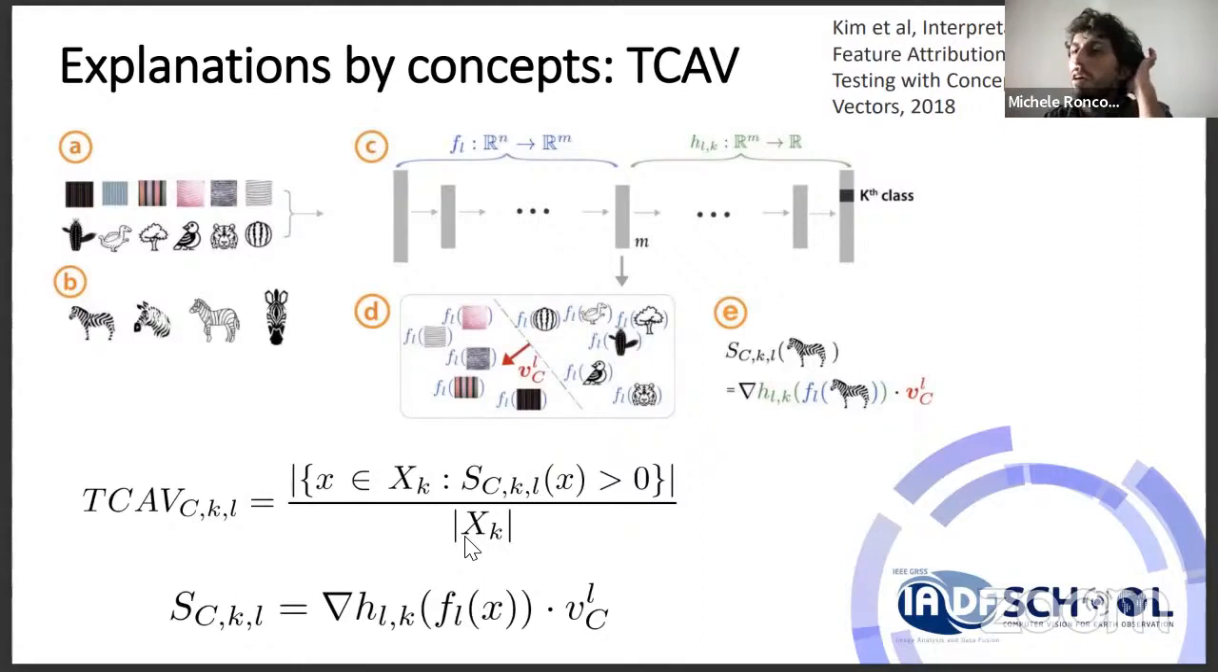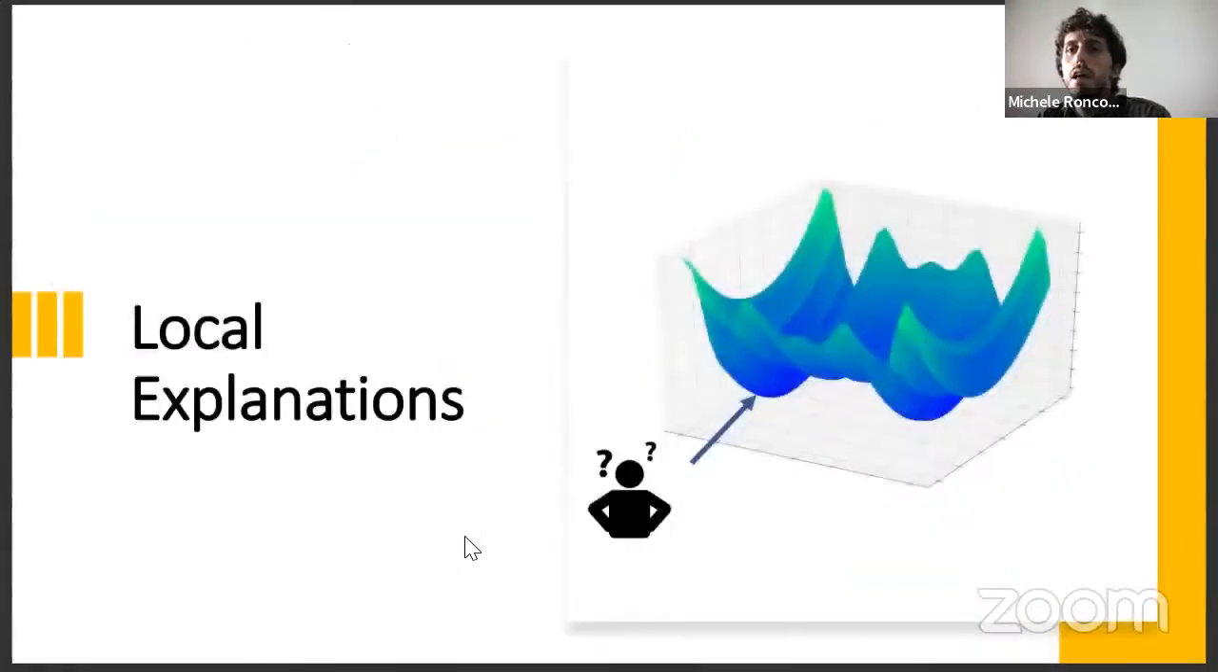And this, of course, can be easily extended to several domains, like remote sensing. For instance, we could ask how much the concept buildings is used to classify artificial surfaces, just to mention a possible application. These were just some of the methods for global explanations of models. It's not exhaustive, in the sense that there are many more, just some of the methods which I wanted to tell you about.